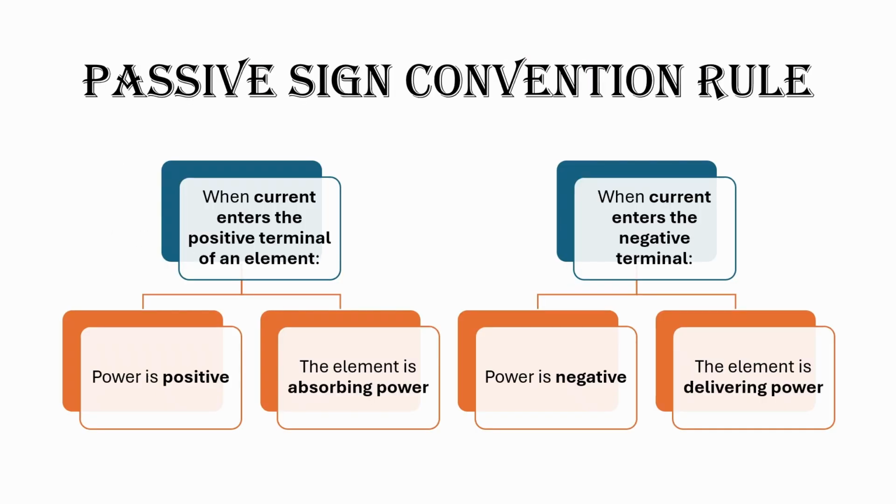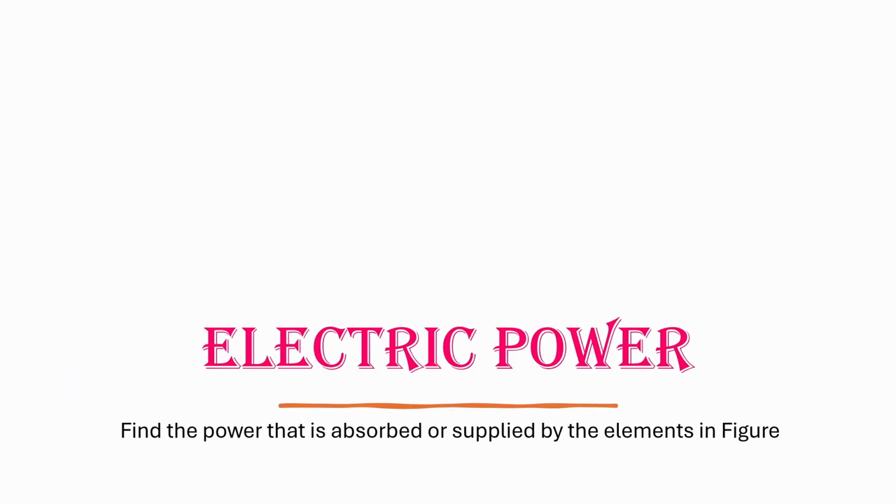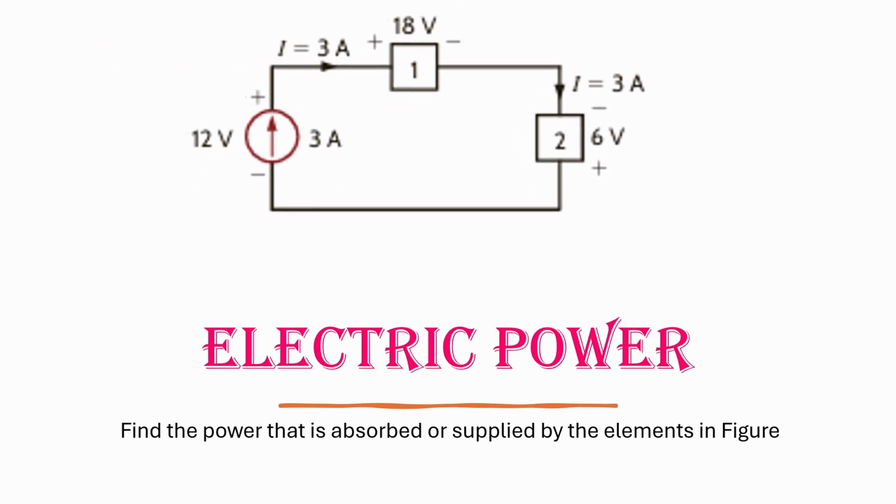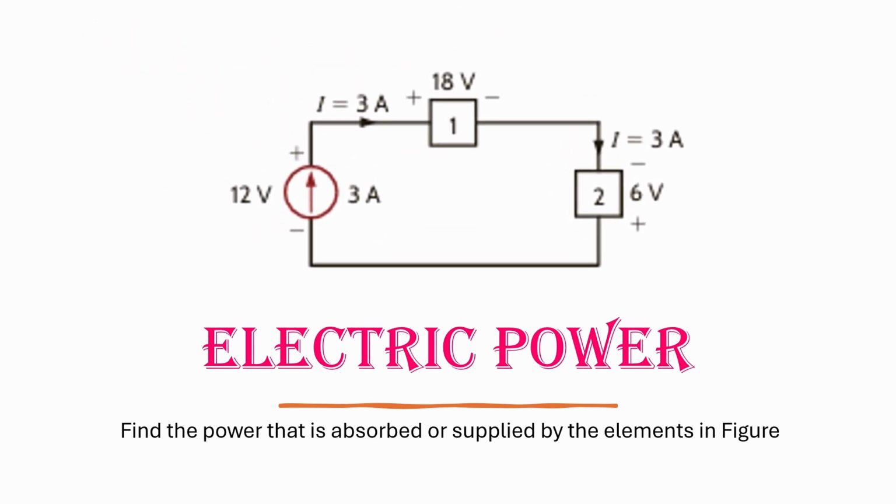Now we come to the most important part, which is the passive sign convention rule. Understanding this rule is very important. If the current enters the positive terminal of an element, the power will be positive and that element will be absorbing power. But if the current enters the negative terminal, the power will be negative. Let's solve this with an example.